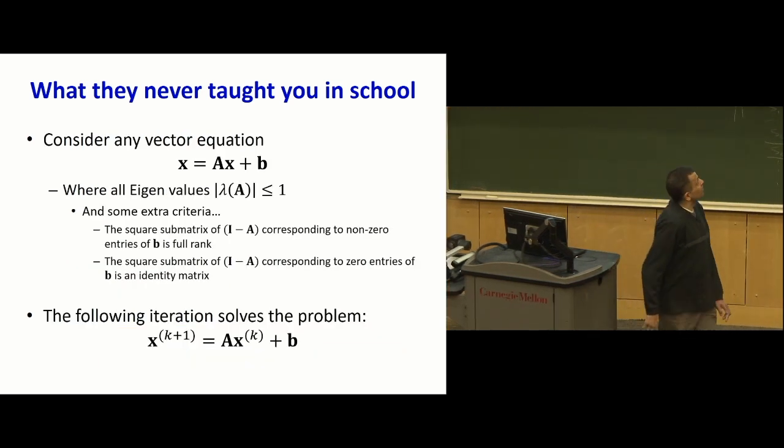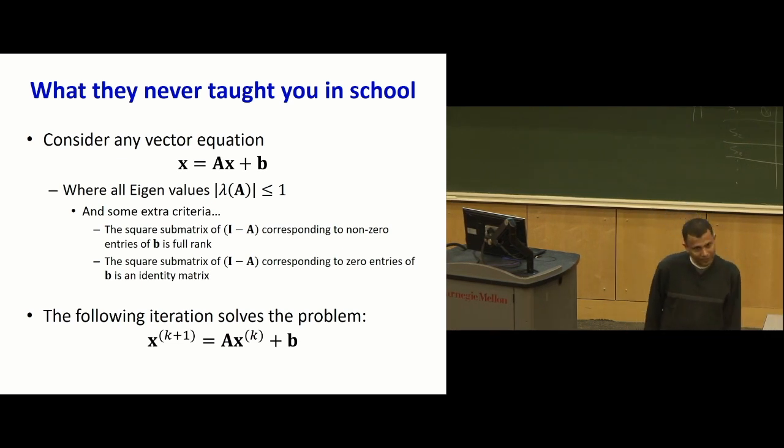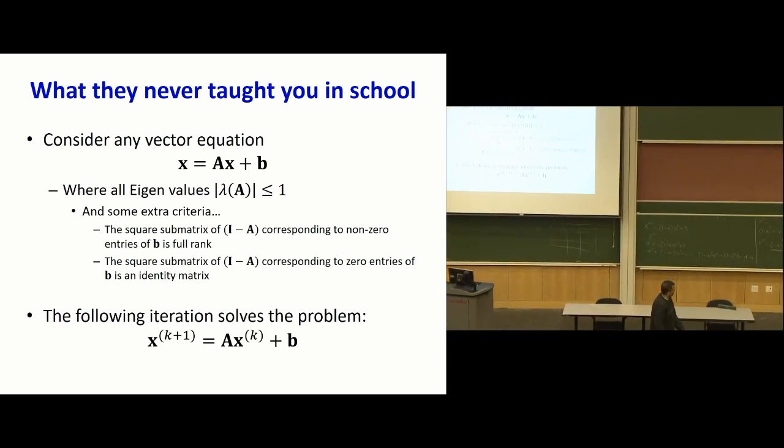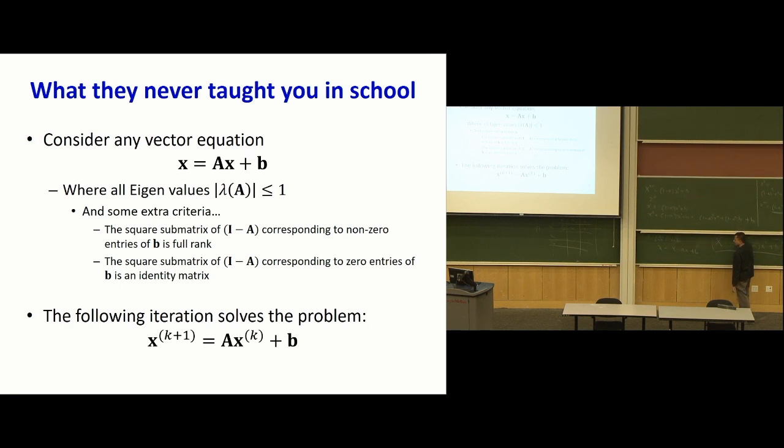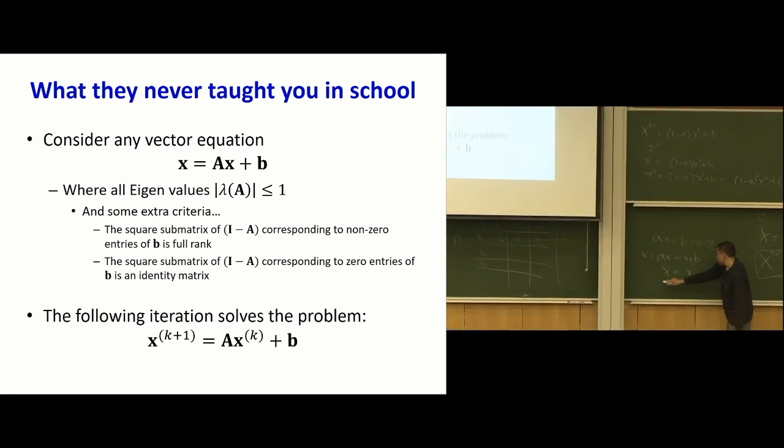I'm going to use the same trick in the matrix domain, okay? I'm going to say, consider any vector equation, x equals ax plus b. That's basically the same thing as what I wrote over here, remember? Instead of a, I'm writing 1 minus a, but that's it, right?